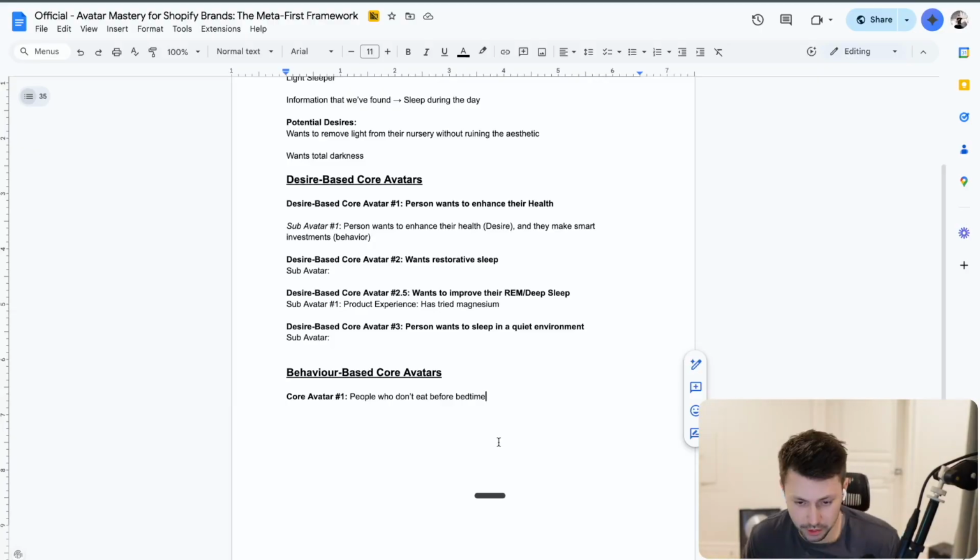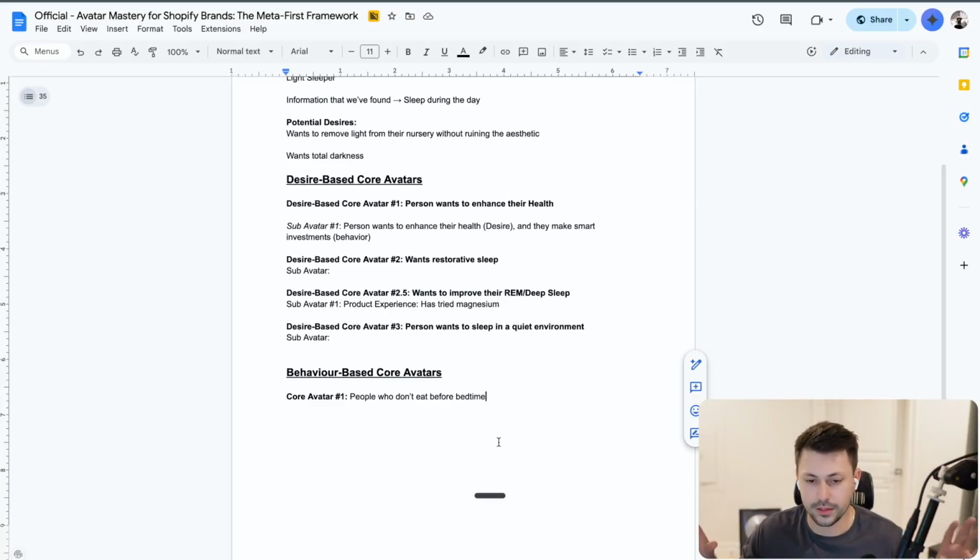So it feels like you had a full meal, right? And if your product actually does that, well, there you go. You've now just solved someone who has a behavior of not eating before bedtime. And maybe they have the desire, the sub avatar, like, well, why don't they do that? Well, because they want to get more restorative sleep. Okay, well, that could be the desire, right?